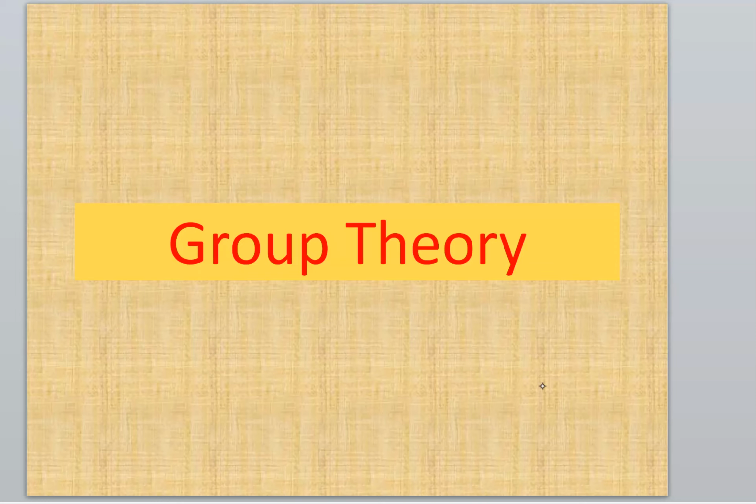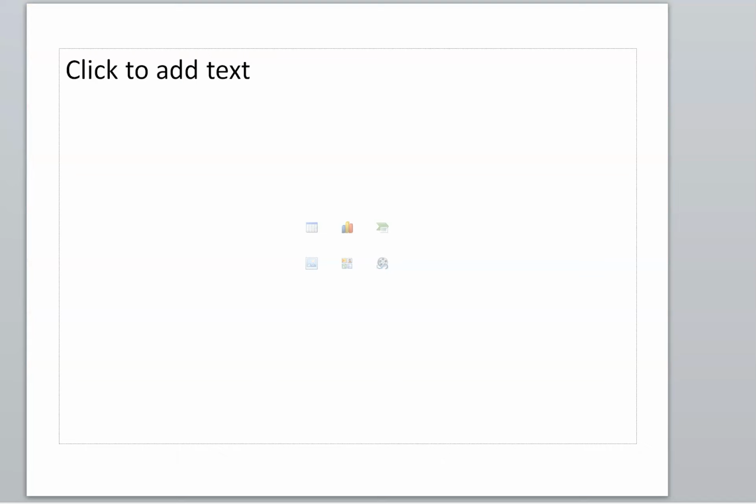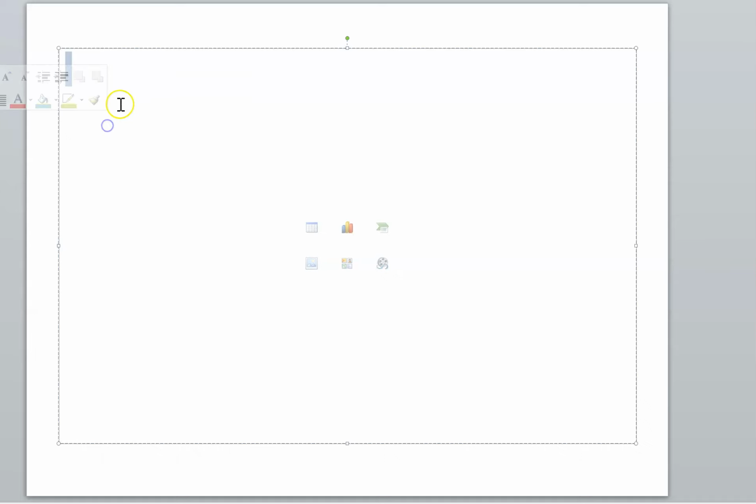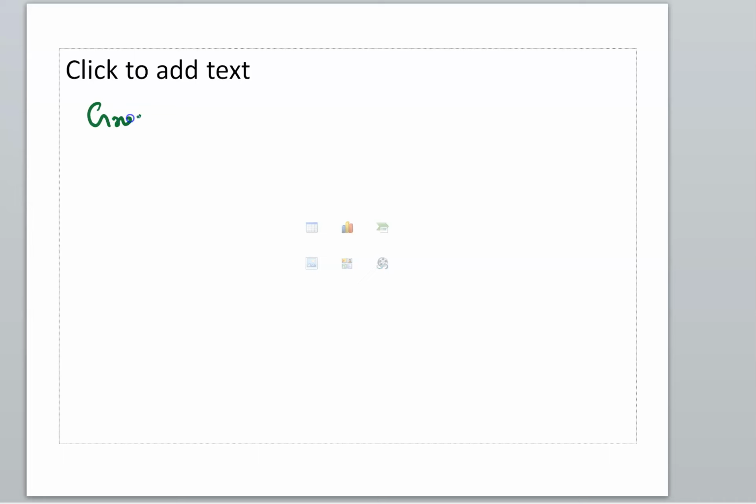Remaining topics we have already discussed: group representation, irreducible and irreducible representation. Okay, what do you mean by a group representation? We know that for a particular group, a set of matrix representations of all the elements is called a group representation.